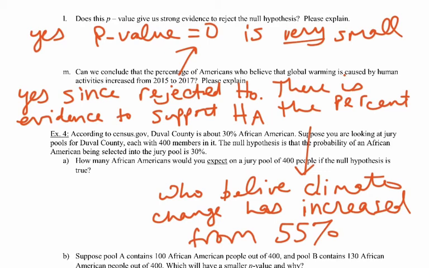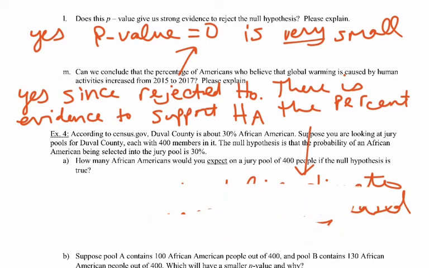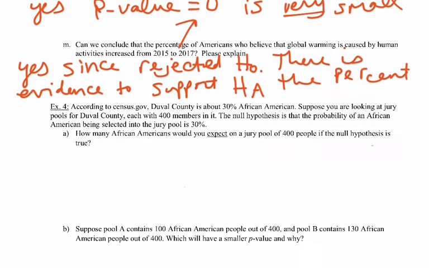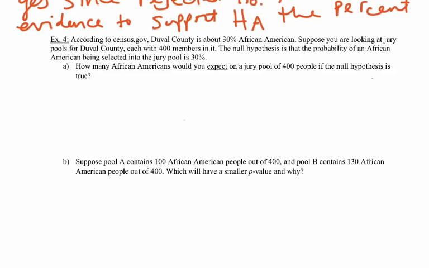All right, let's do one last quick example here. So it says, according to census.gov, Duval County is about 30% African American. Suppose you are looking at jury pools for Duval County. Each jury pool has 400 members in it. The null hypothesis is that the probability of an African American being selected into the jury pool is 30%. And so that's coming from the population for Duval County, which is 30%.